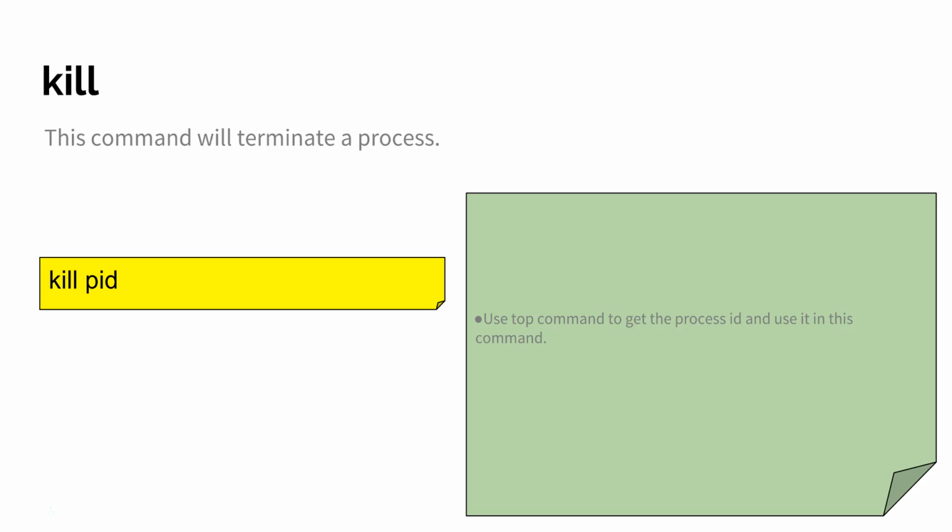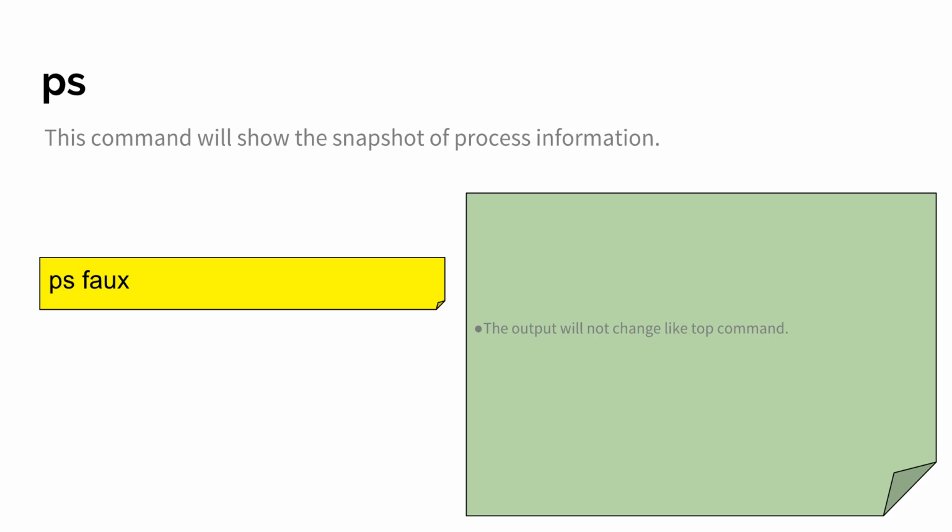Next, kill is the command that will terminate a process. Just use kill and the process ID, and that will kill the process. If a process is taking too long, just kill it. PS shows a snapshot, not the dynamically changing output. You can use the ps faux argument, which will give you a lot of information about the process.